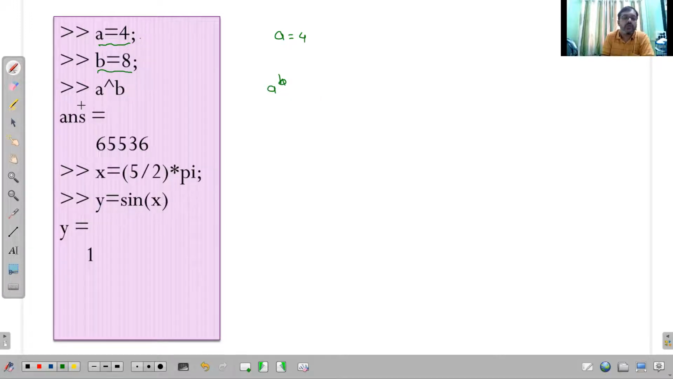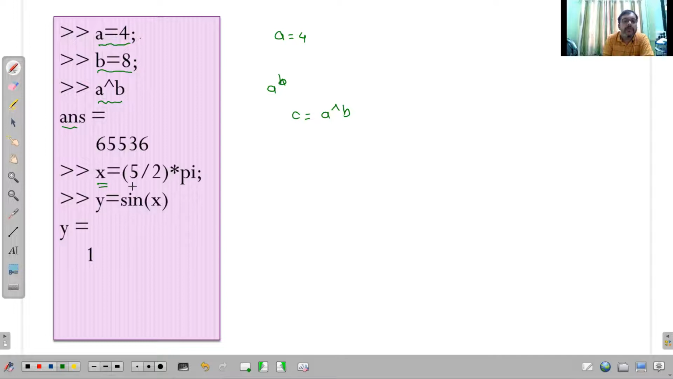Okay, and I want to calculate a raised to b. For calculating a raised to b, I can give a cap b, and that answer will be stored in ans. Suppose you want that answer in the variable c, so you can type c is equal to a cap b, so c is a raised to b.